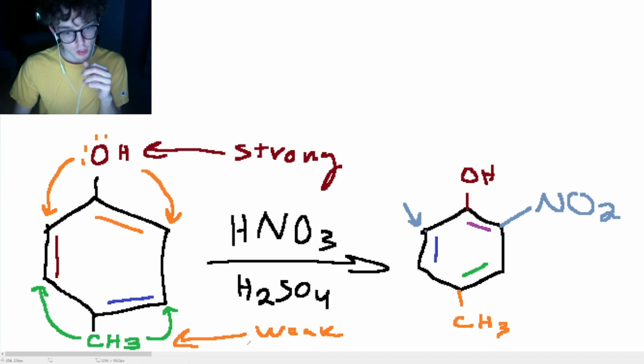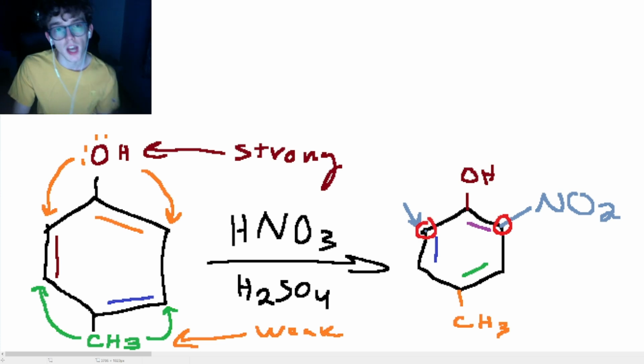Now, when we compare strong to weak, of course the strong is going to win, and it's going to favor positioning itself on this carbon and this carbon here. And it's not going to select for what the weak directing group is going to be, which is that group and that group.